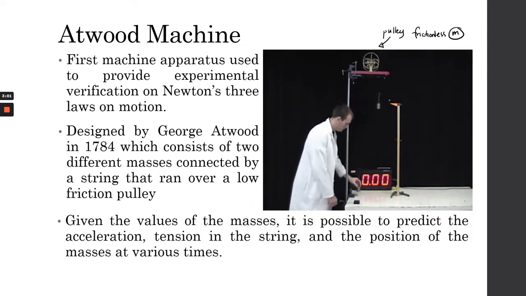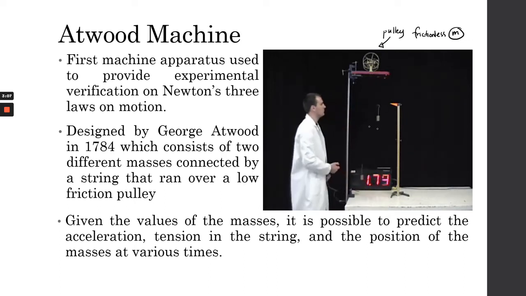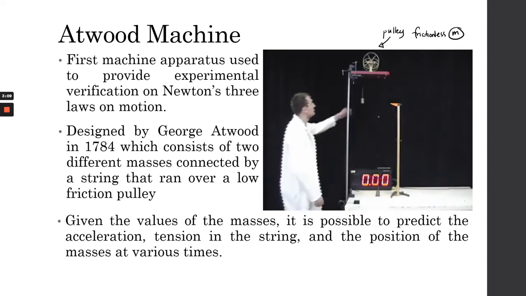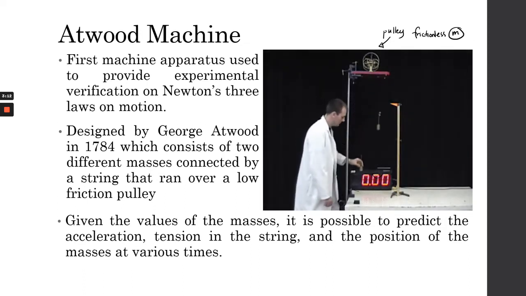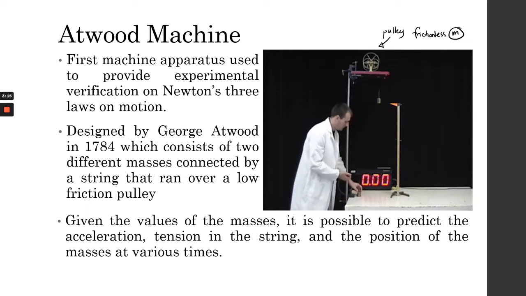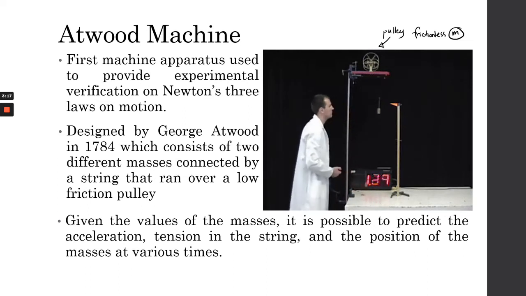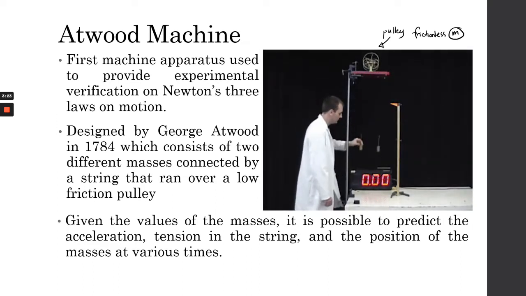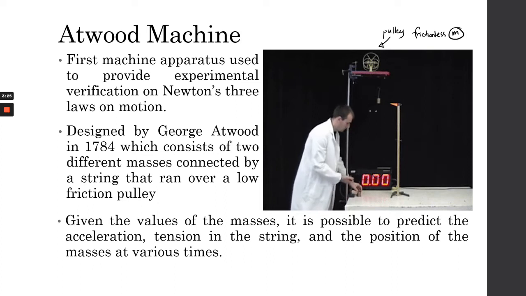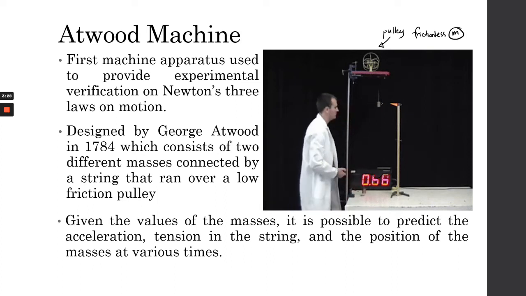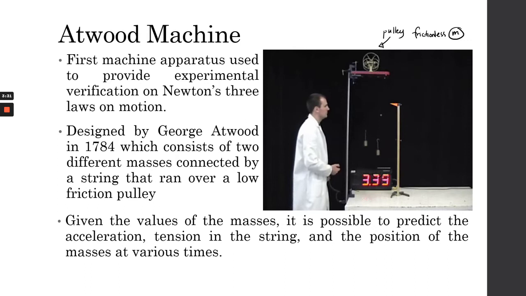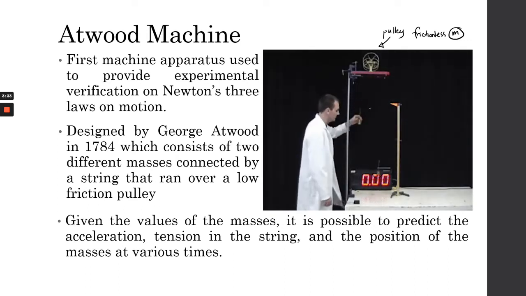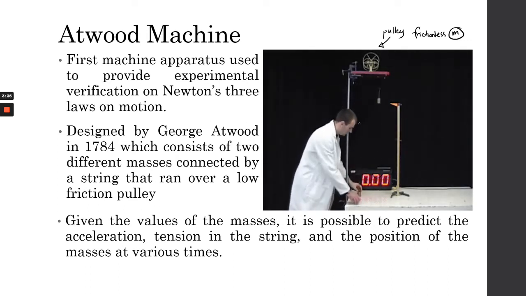So given the values of the masses, as long as you know the mass of these two objects that are hanging on the string, it is possible to predict the acceleration, the tension in the string, and the position of the masses at various times. You can even predict the tension on the string. Tension is basically the force that is felt by the pulling of the string.